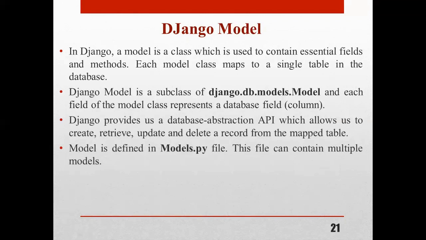The next point is the Django model. Now we are going to see the model, view and template one by one. First is the Django model. A model is a class which is used to contain essential fields and methods. Each model class maps to a single table in the database. The Django model is a subclass of django.db.models.Model.